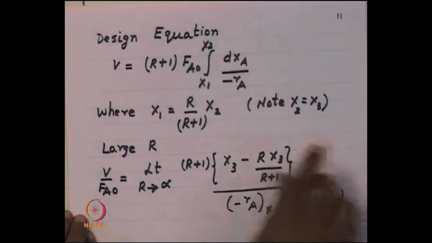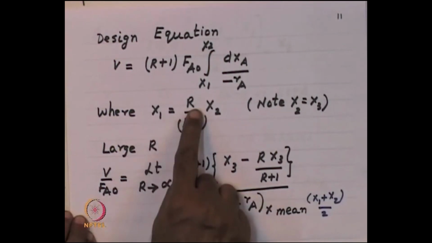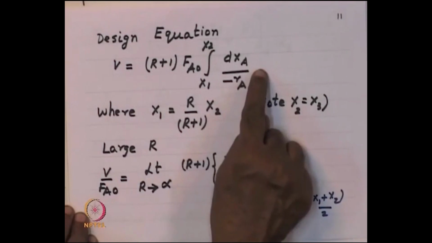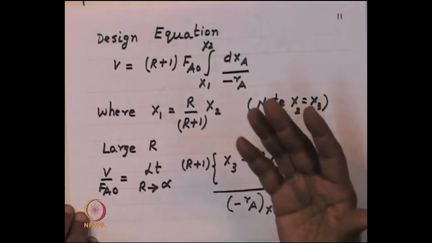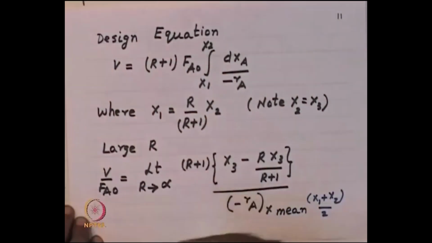What happens when R is 0? When R is 0, what is x1? x1 becomes 0, and therefore this equation becomes that of a PFR, which we have talked about. So, you can see the consistency. When R is 0, it becomes the same as what we have done already. When R is infinity, it becomes another limit of what we have already done.